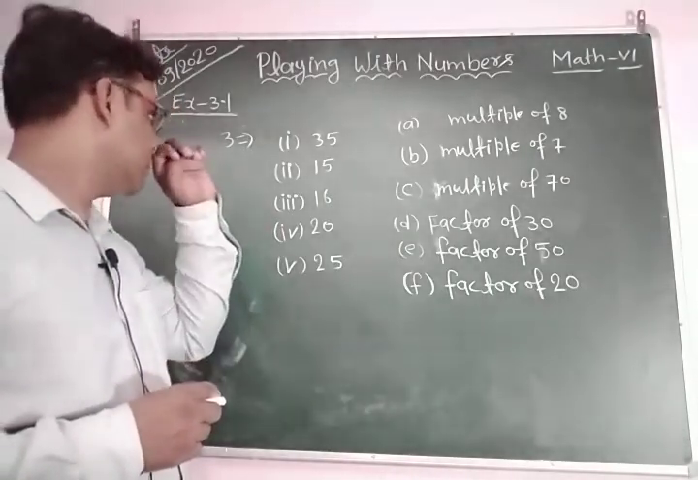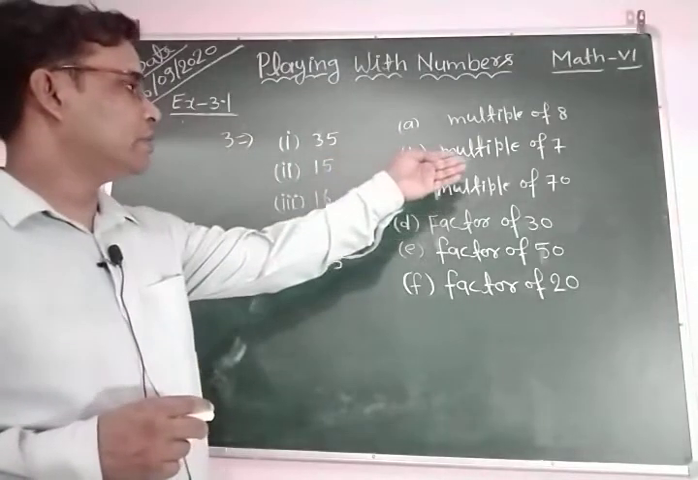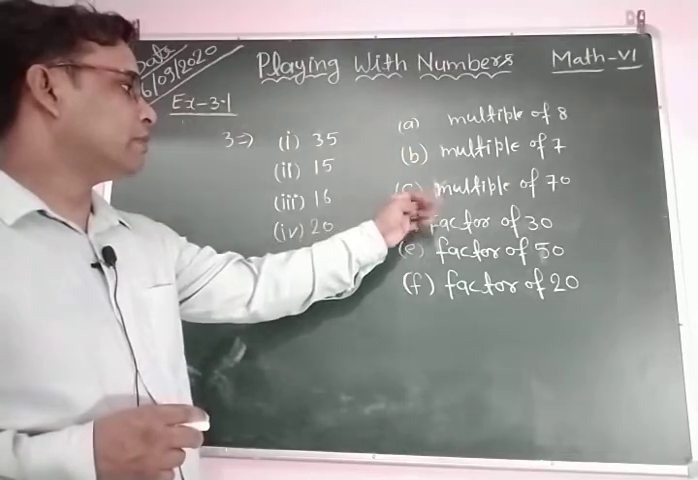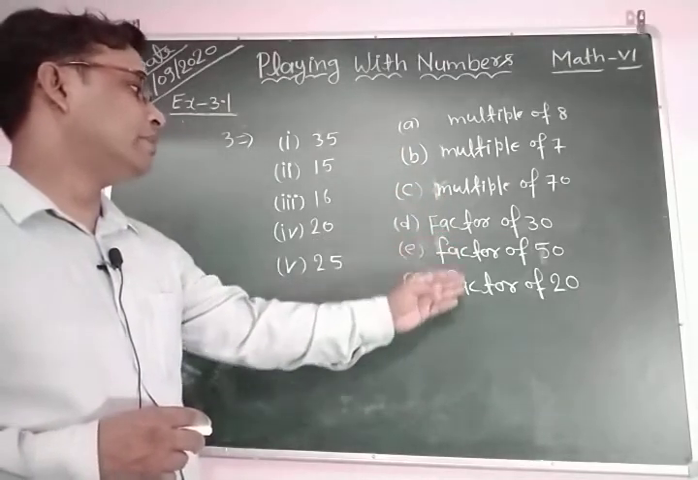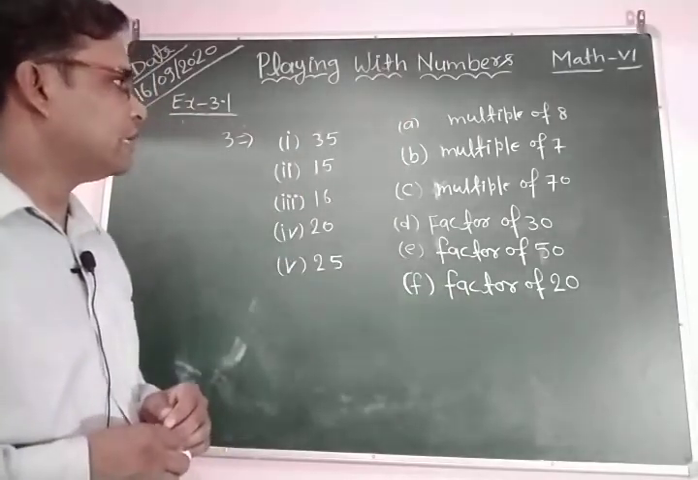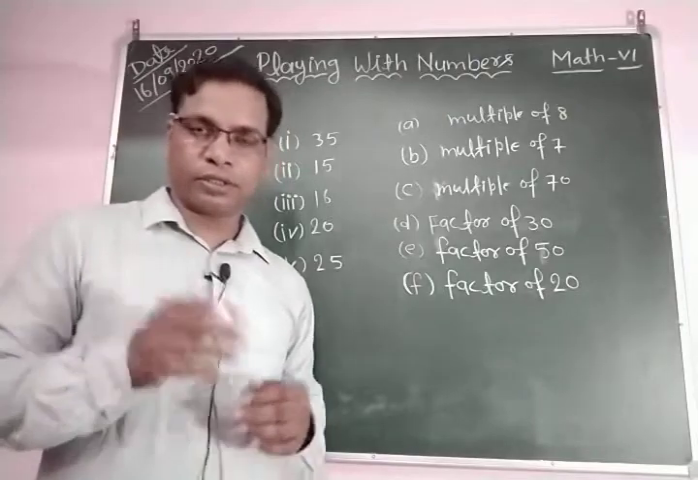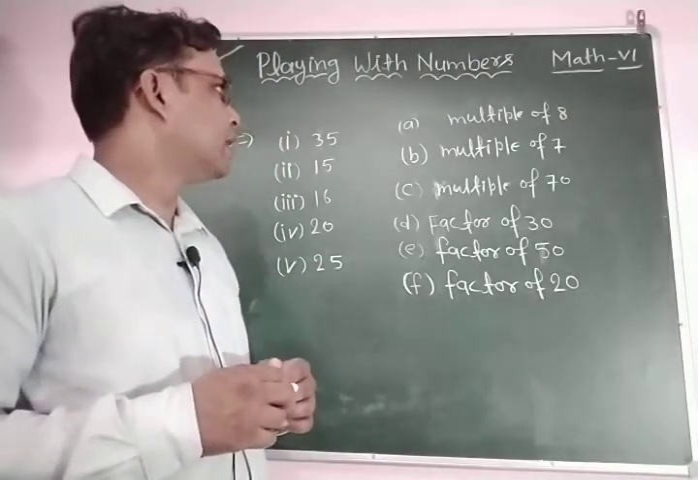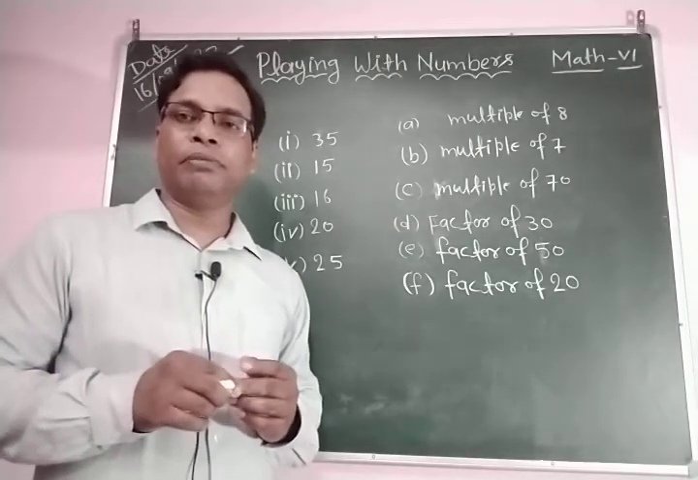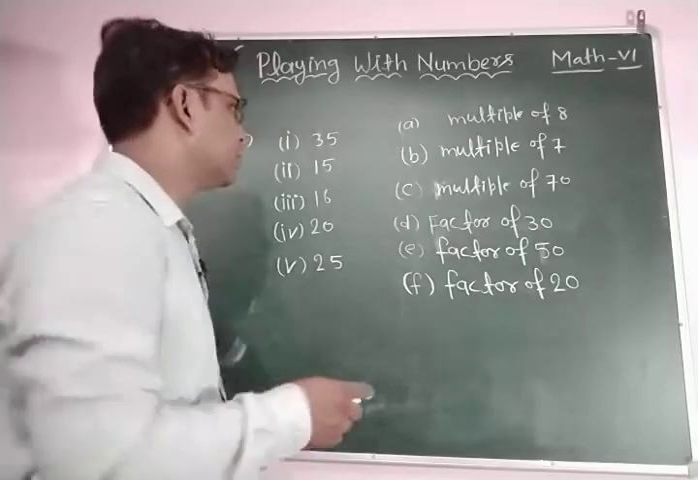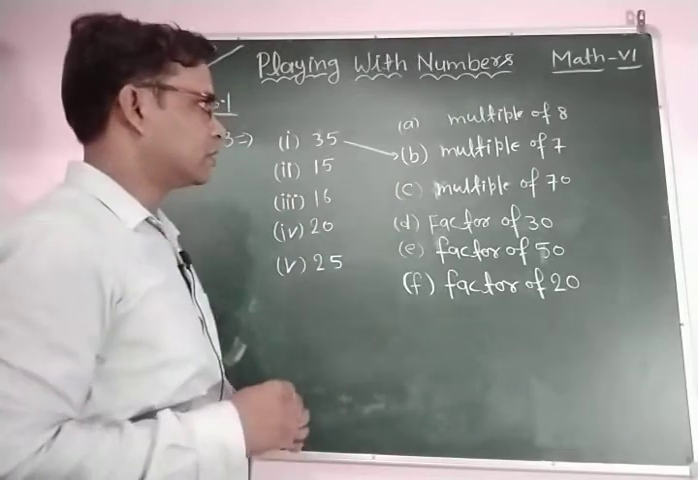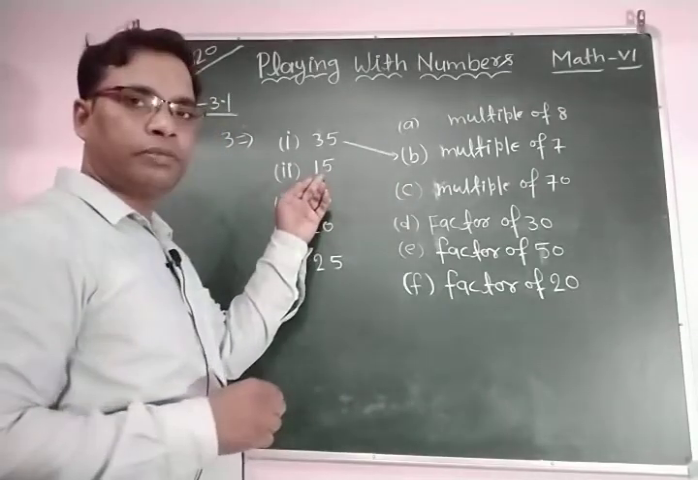First is 35, and the options are multiple of 7, multiple of 70, factor of 30, factor of 50, factor of 20 or multiple of 8. So 35 is a multiple of 7 or 70. Actually you can say 35 is a multiple of 7, because 7 times 5 is 35.